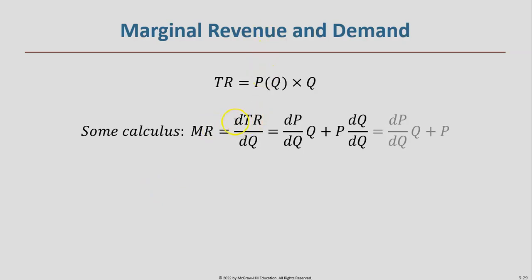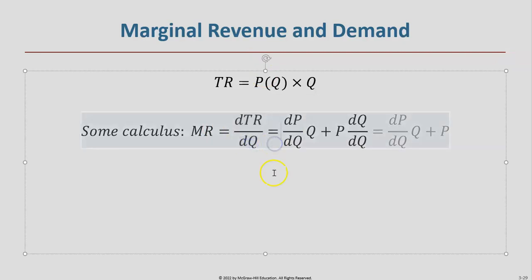Okay, so the change in total revenue divided by the change in quantity, I think we'll use what's called the product rule for derivatives. And the product rule means that you take the first derivative of the first term of a product, multiply it by the second term, and then add the first term multiplied by the derivative of the second term.